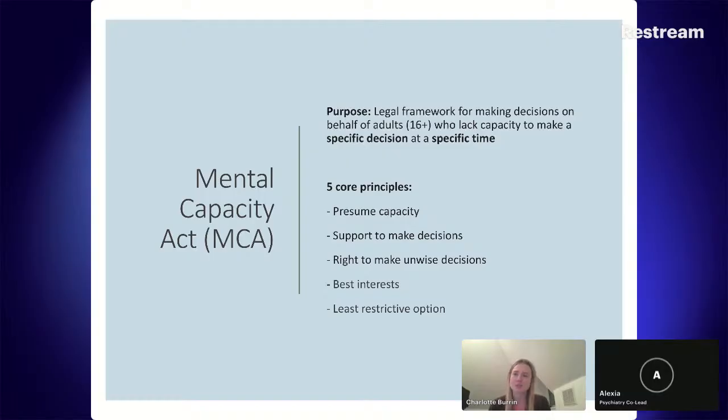It would be important to question somebody's decision and maybe think about their capacity if they do make a decision that seems really unusual or not what you would expect, but you can't presume that it's not a capacitous decision.